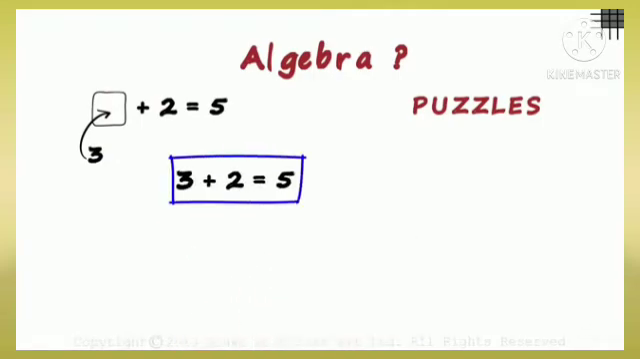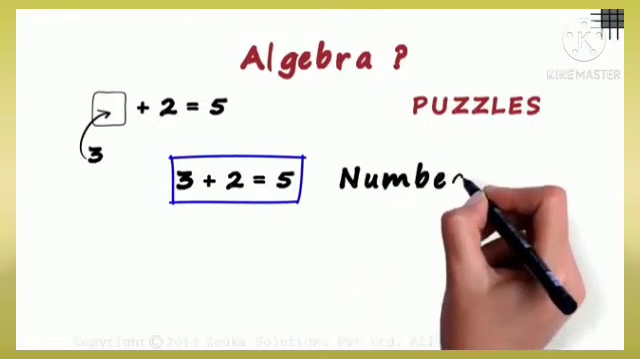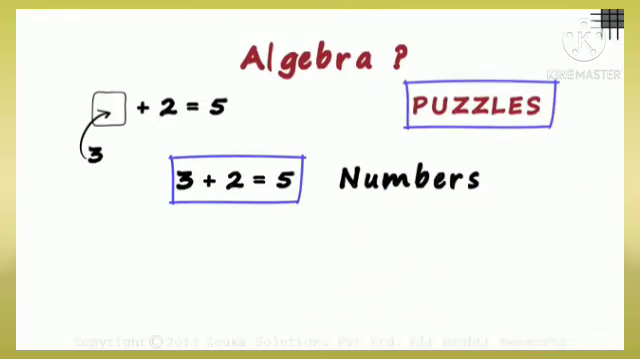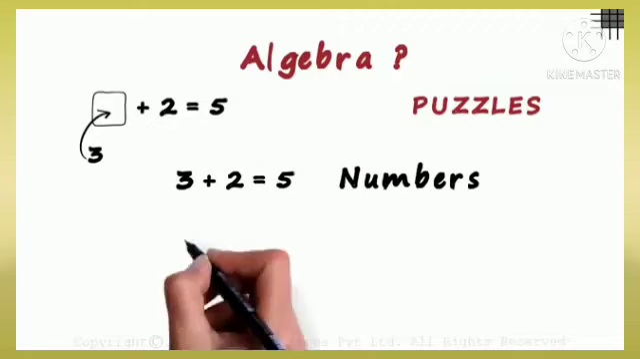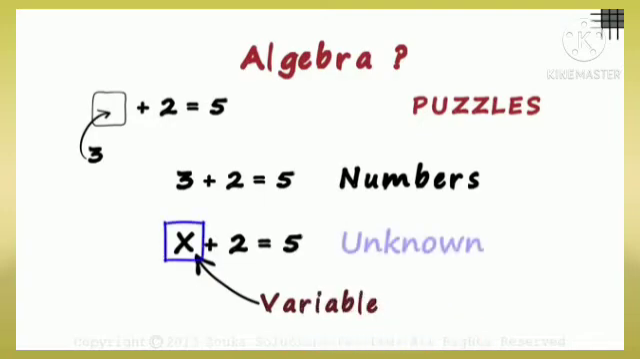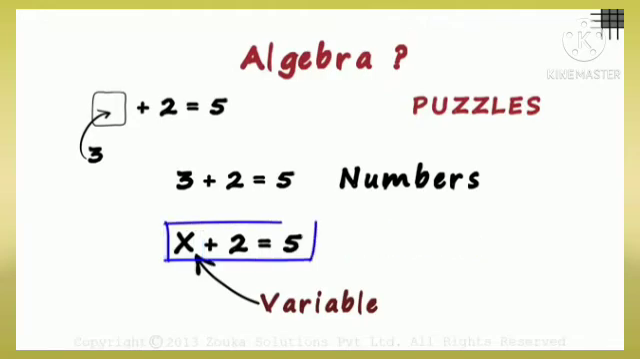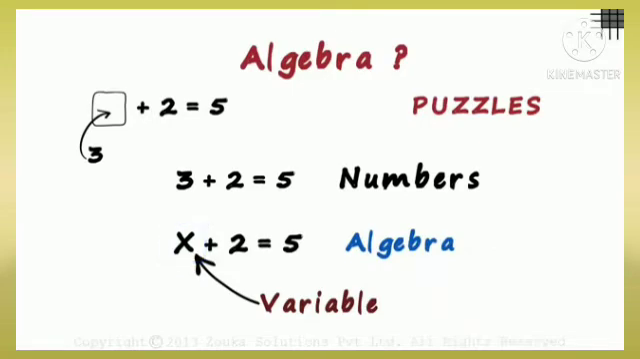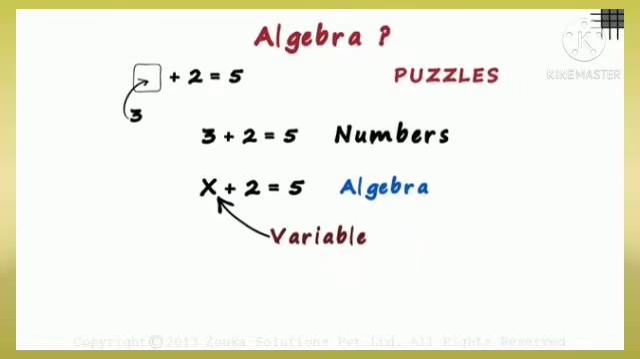This thing we see here contains only numbers. This puzzle can also be asked in a different way. We can say that x plus 2 equals 5. Find x. We just used a letter in place of the box. These letters are also called variables, sometimes also referred to as the unknown since its value is not known to us. This is algebra. It deals with variables and unknowns and we are expected to find their value.